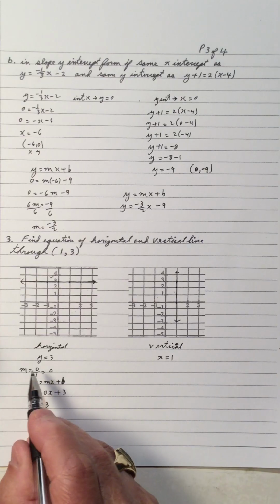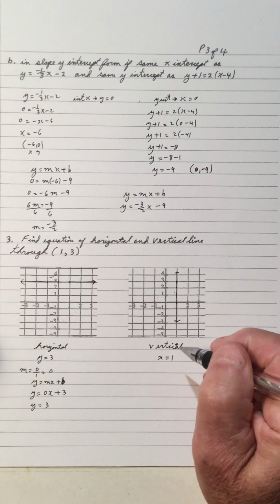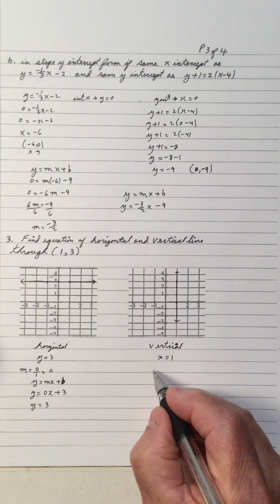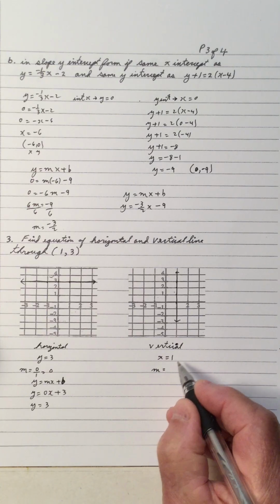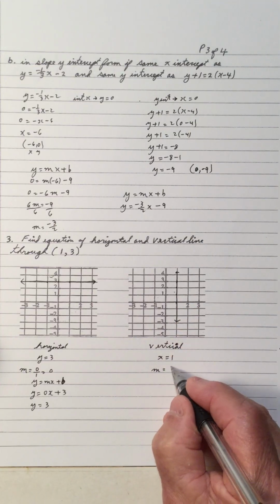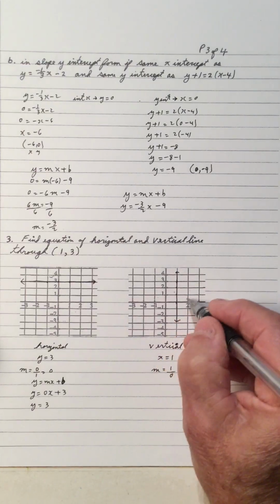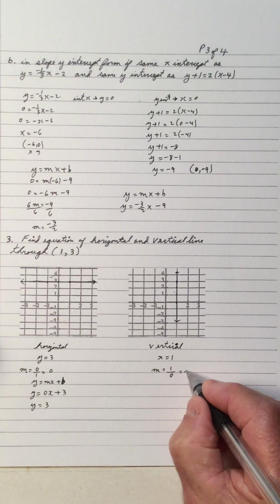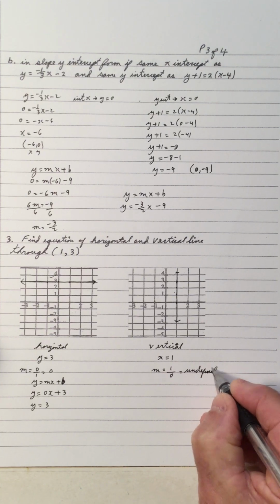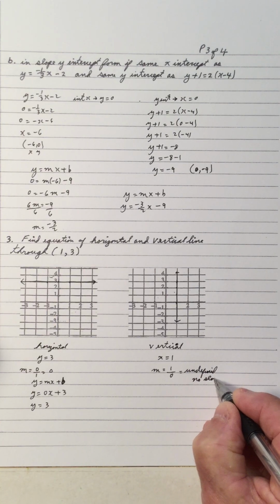A horizontal line is y equals the y coordinate. The vertical line is x equals whatever the x coordinate is, because on a vertical line, all the x's are the same. And just to note that the slope of a vertical line, could be a rise of 1 and the run is 0. So there's no run. There's a rise but no run. So that means it's undefined. That means it's no slope. So it's undefined, or we could say it's no slope.